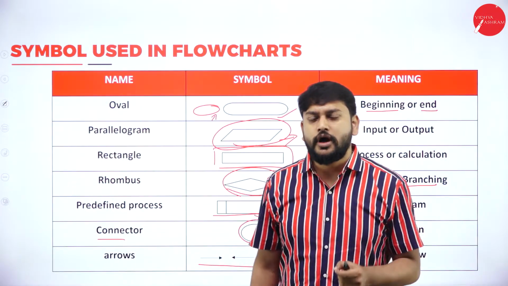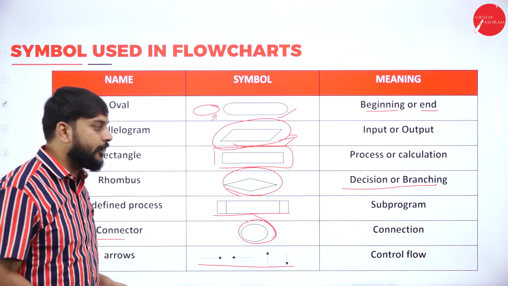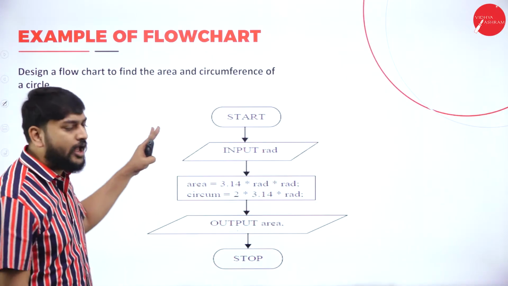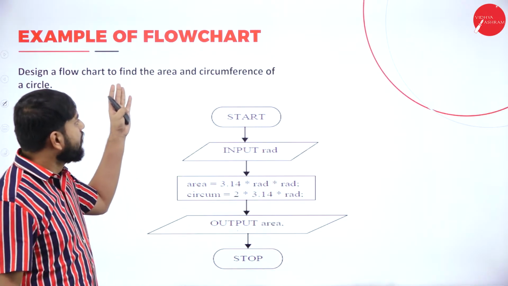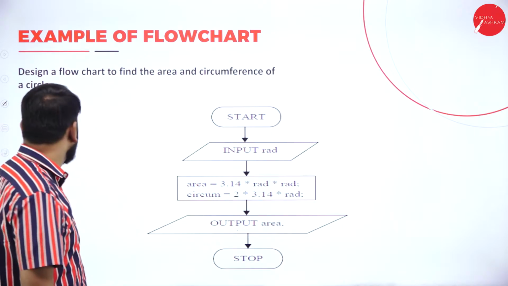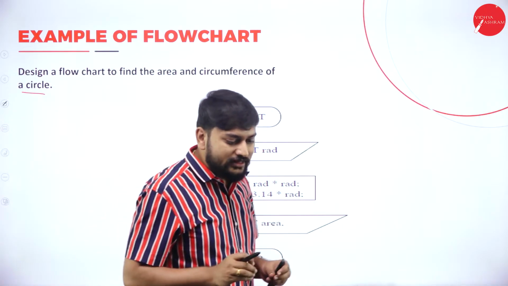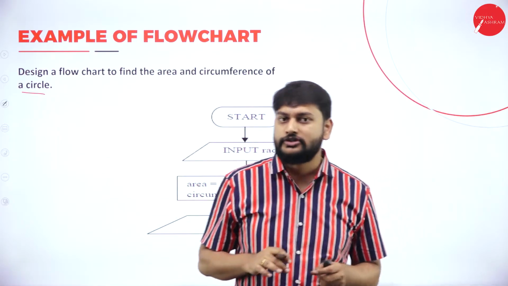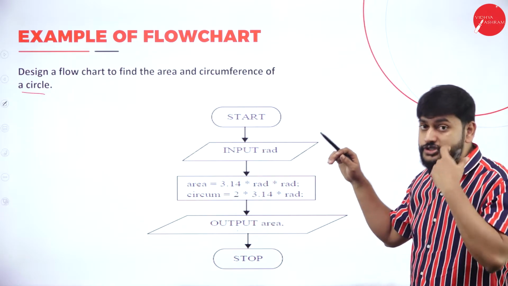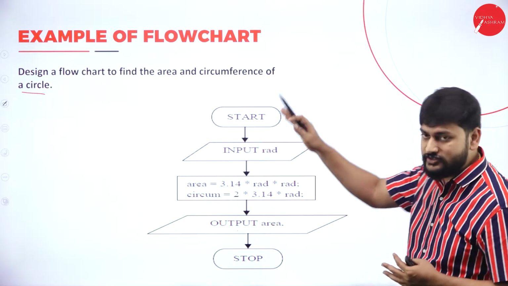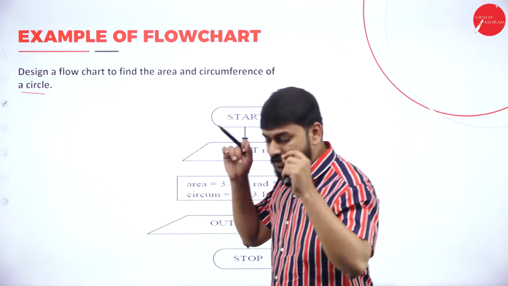I wanted to have an example so that you will be able to understand it much better. So let's take an example. I want to write a flowchart to calculate the area and circumference of a circle, right? That's the question that I have here. So I need to write the flowchart to find the area and circumference of a circle.